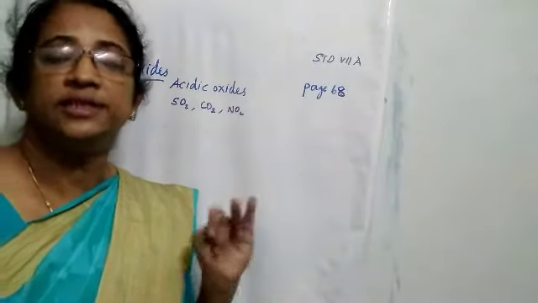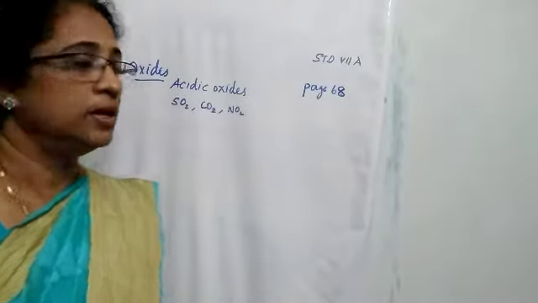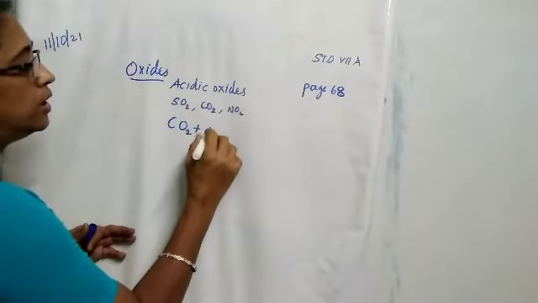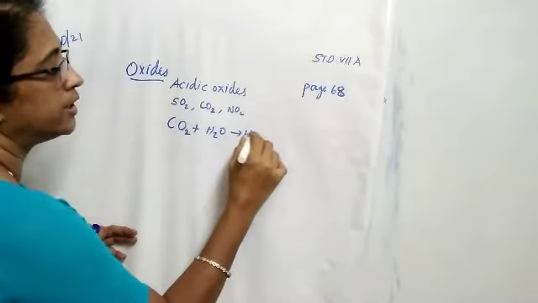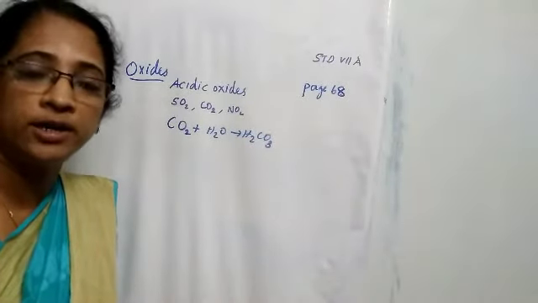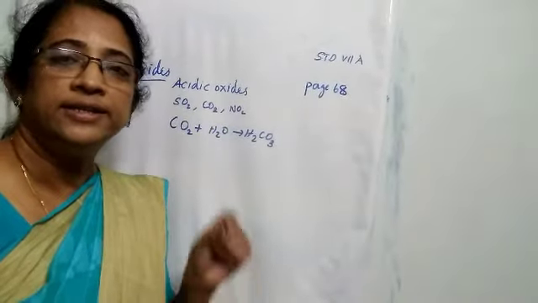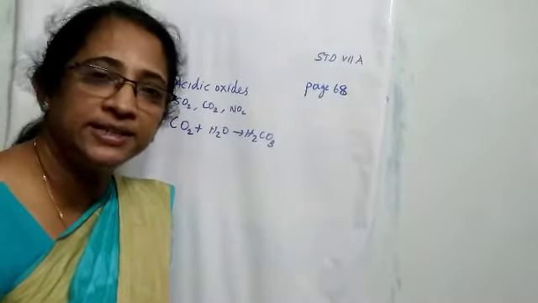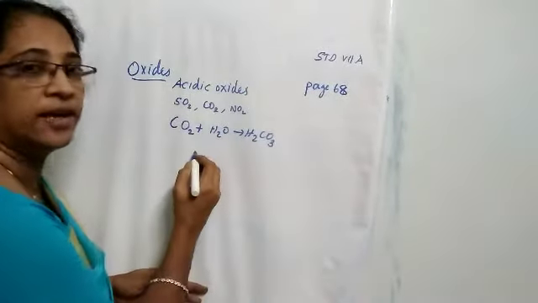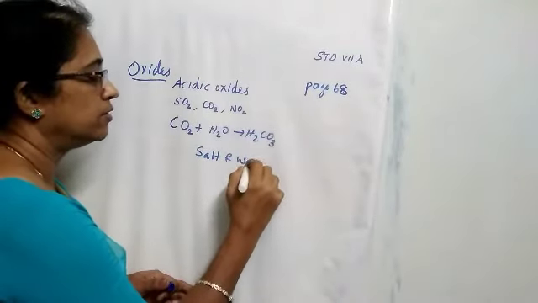Then these acidic oxides are soluble in water and form the respective acids. For example, CO2 plus water forms carbonic acid. So generally, non-metallic oxides dissolved in water form acids. And these acids react with the bases to form salt and water. The acidic oxides react with the bases to form salt and water.